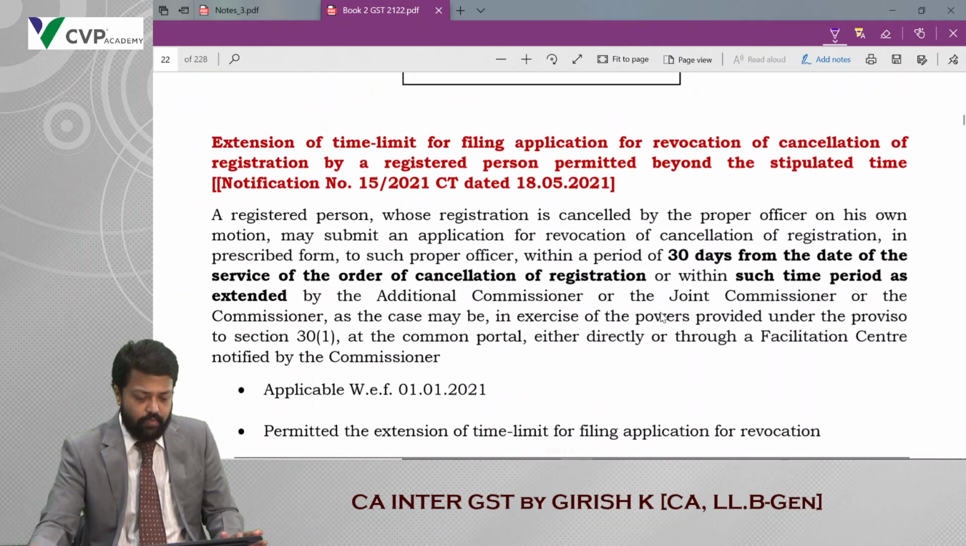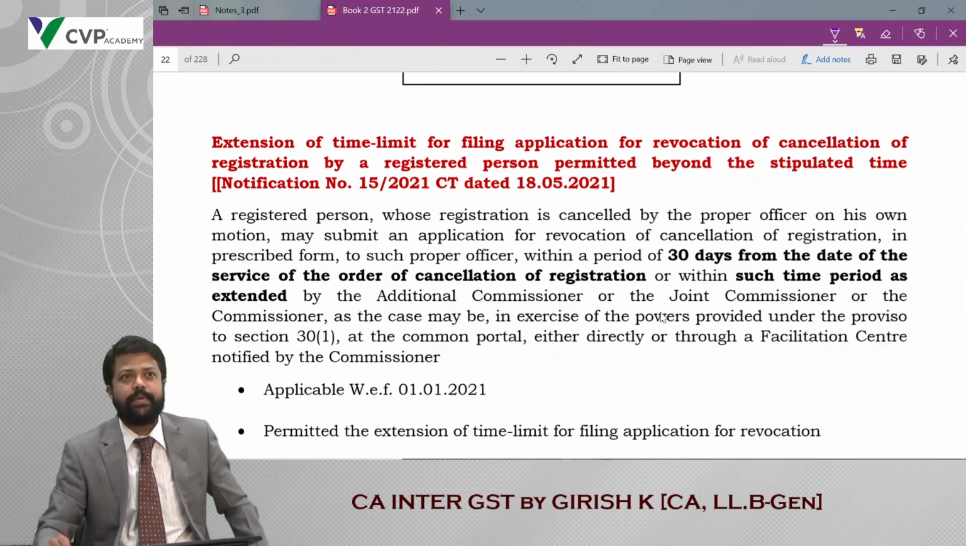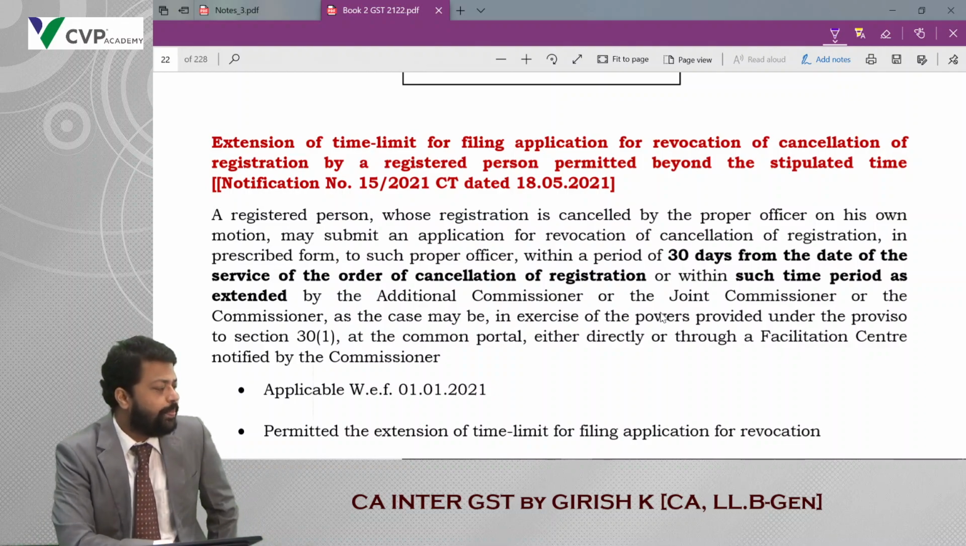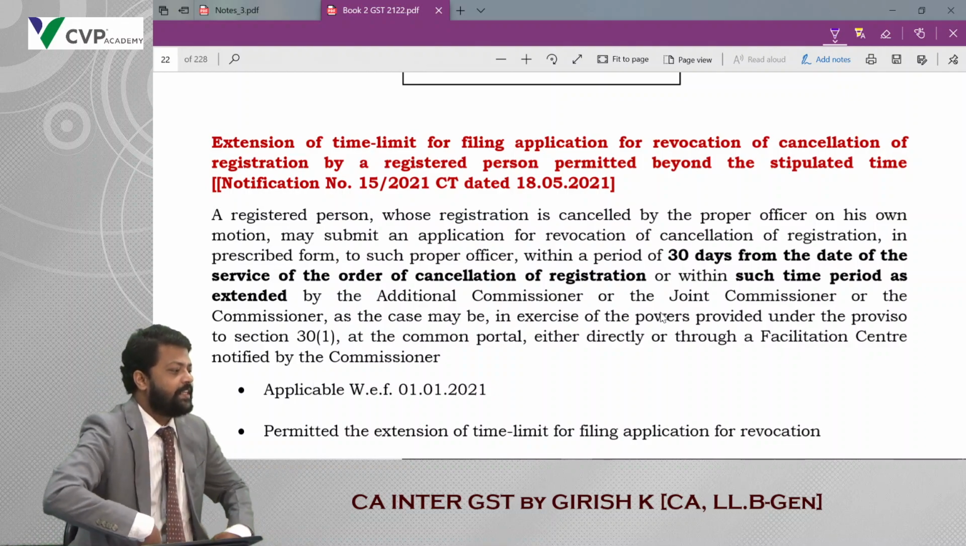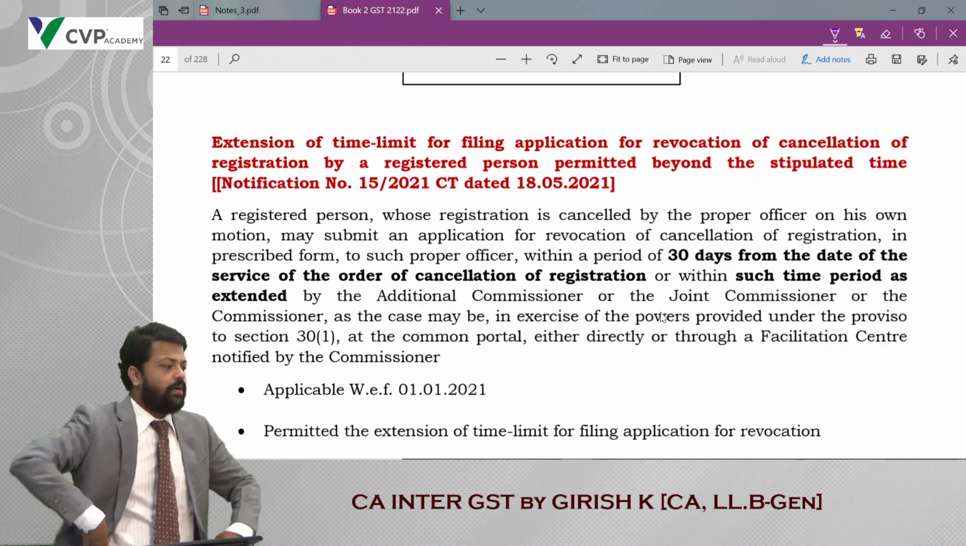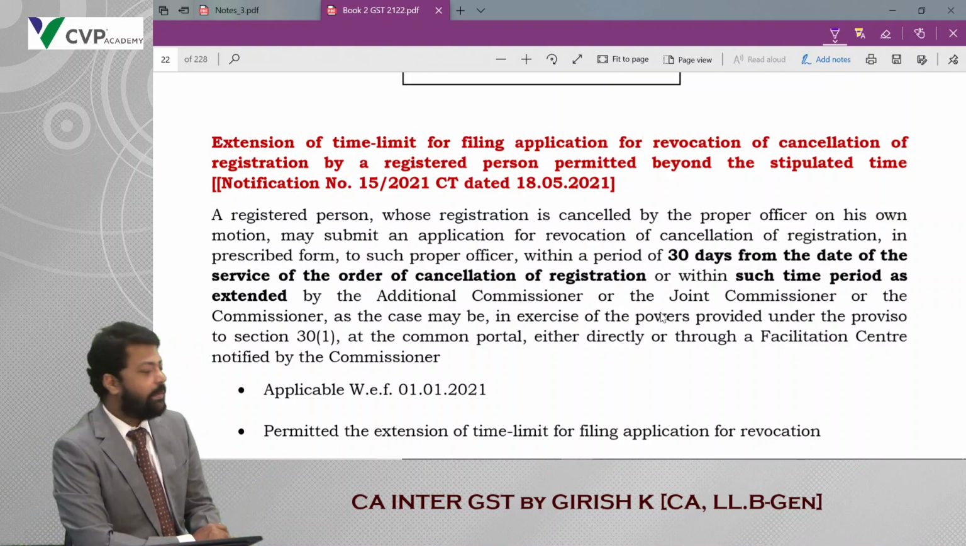Extension of time limit. Now what happened is that COVID was a tricky period. People did not have money to file GSTR 3B, and GSTR 3B cannot be filed without paying the payable liability. So a lot of people missed out on filing GSTR 3B. They just kept on filing GSTR 1, etc.